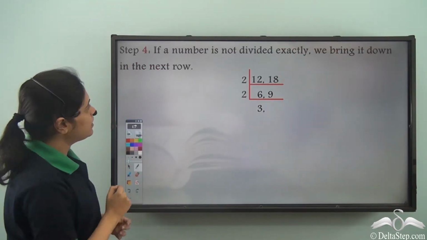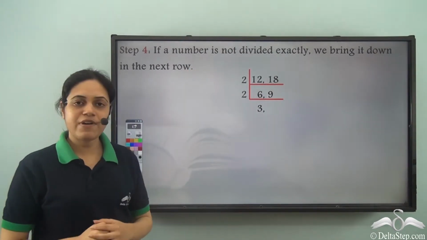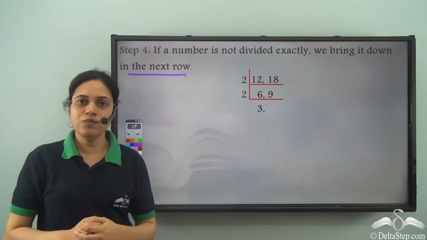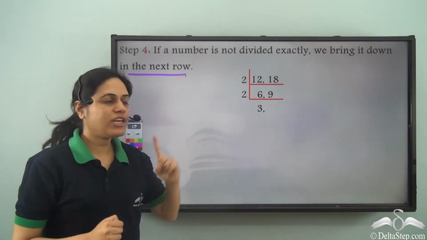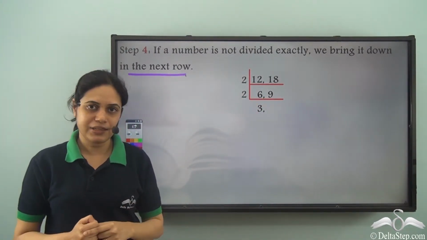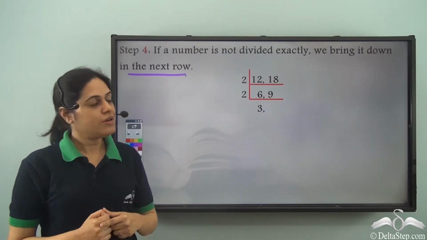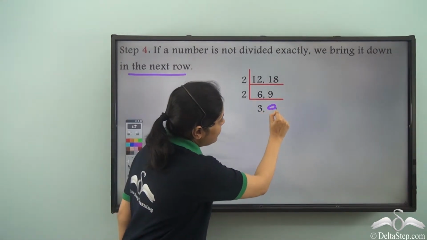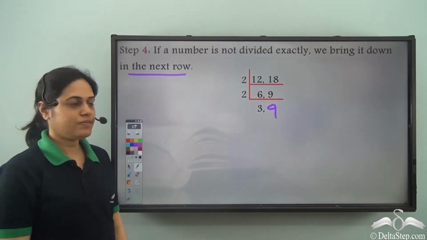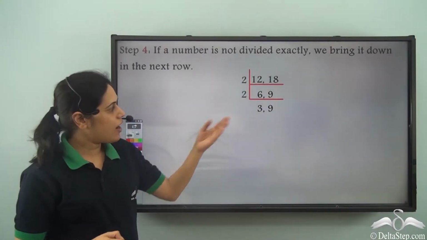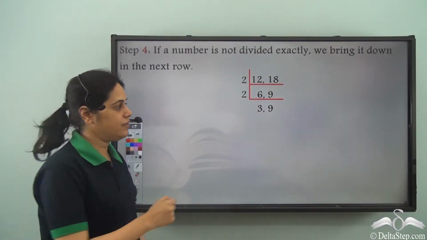Next, if a number is not divided exactly, we bring it down in the next row. So 9 is not divided by 2 exactly. So 2 does not divide 9. So I write 9 as it is. So this is what I have. And now I divide these again.